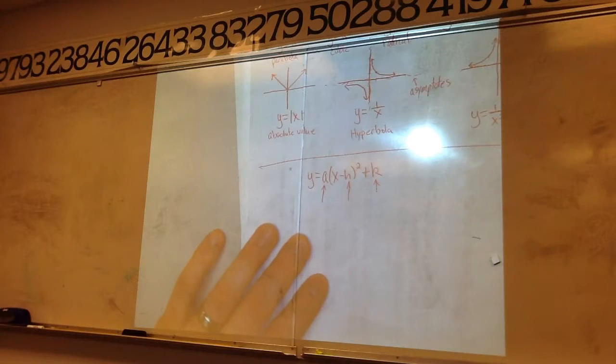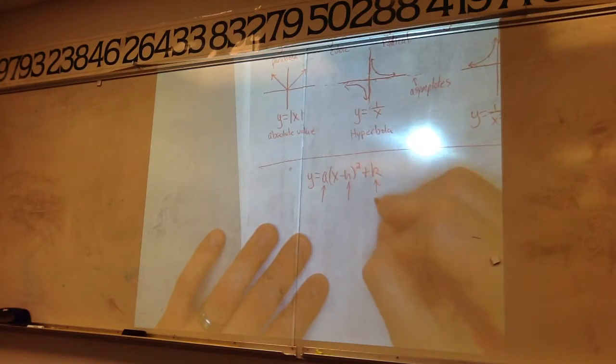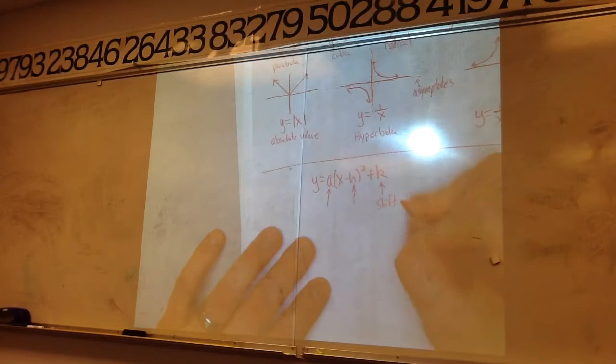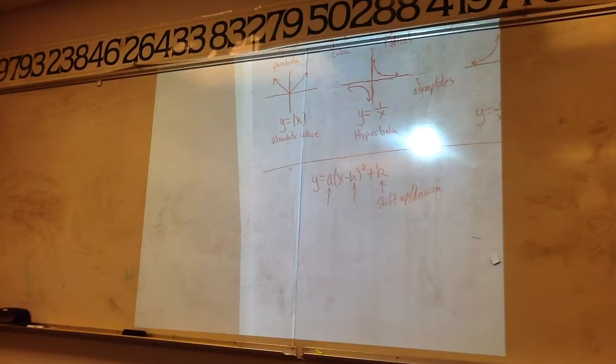Any number added or subtracted on the end will shift the graph up or down. If you had a table of values, it just adds or subtracts that much to all the y values. We'll do graphs first, then we'll do tables, because in this case, graphing is easiest.